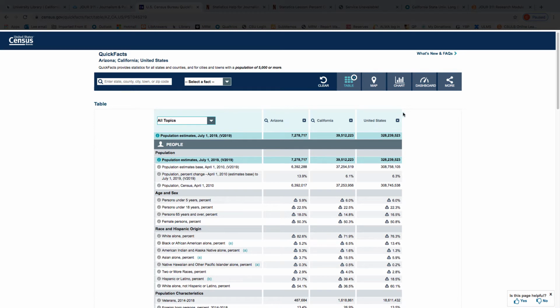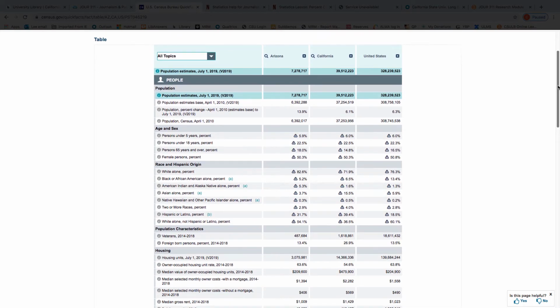And now you can see we're going to have the U.S. demographics, the California demographics, and the Arizona demographics. You could do that with 2 cities in a state. You could do it in 2 counties in a state. It all works the same way. Now we're just getting ready.